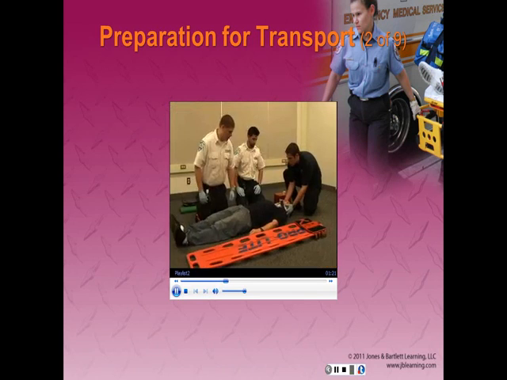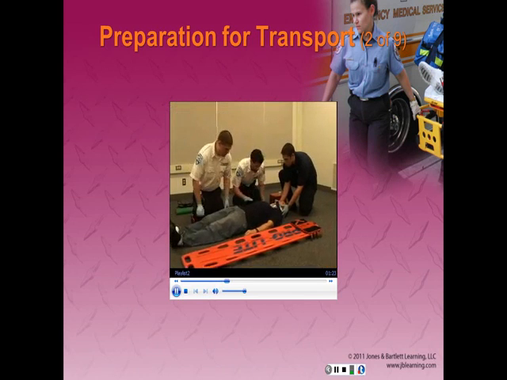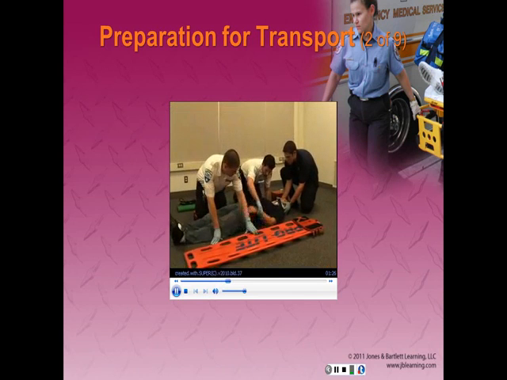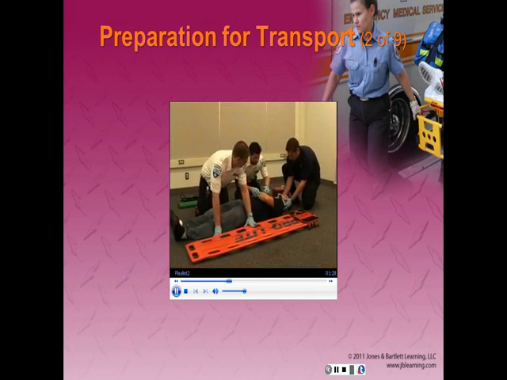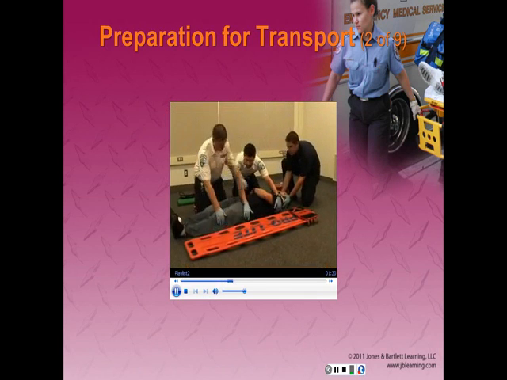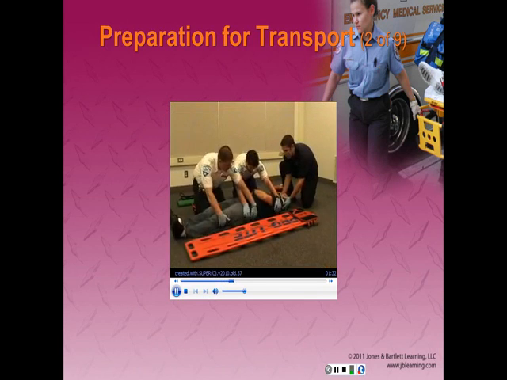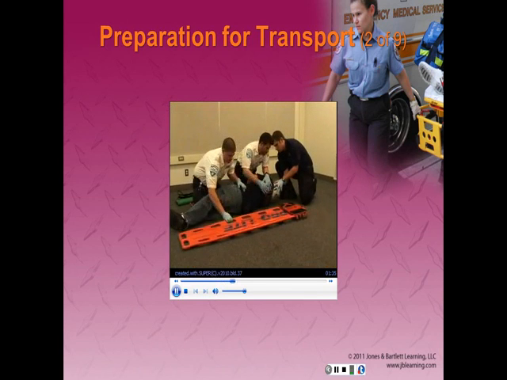Position the long backboard beside the patient. With the aid of one or two additional rescuers or bystanders, log roll the patient. The log roll should be performed by grasping the patient's chest and pelvis, not the shoulder blades.